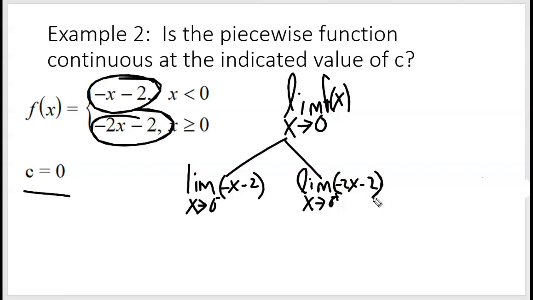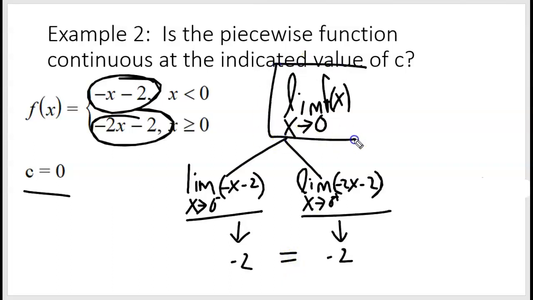So let's go ahead and do that. The limit for this one by direct substitution is going to be -2. How about this one here? If I plug that in, oh, what do you know? That's also -2. Those are equal. What does that mean? That means that the limit exists and it equals -2.